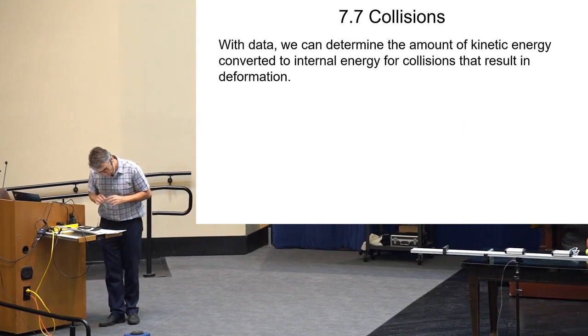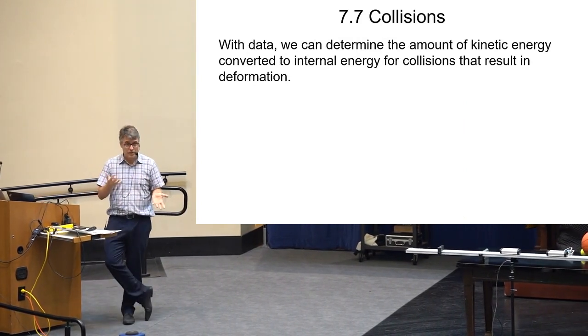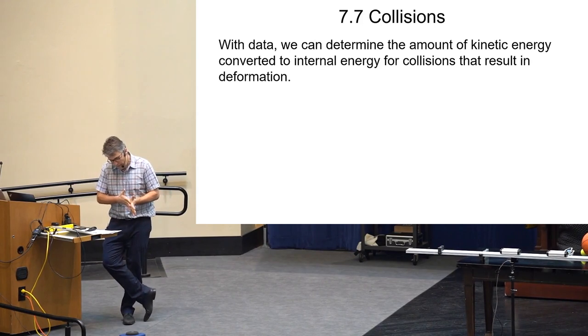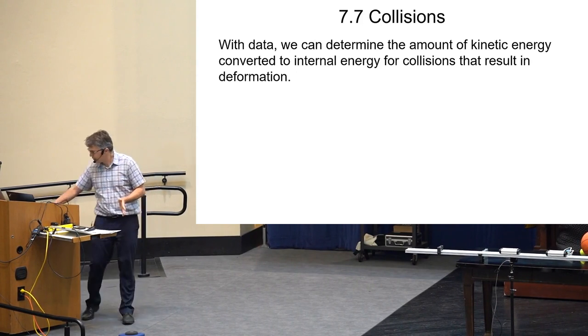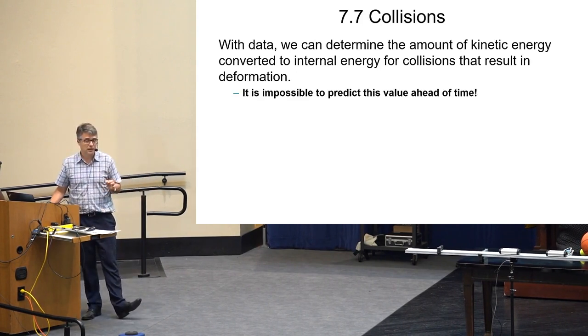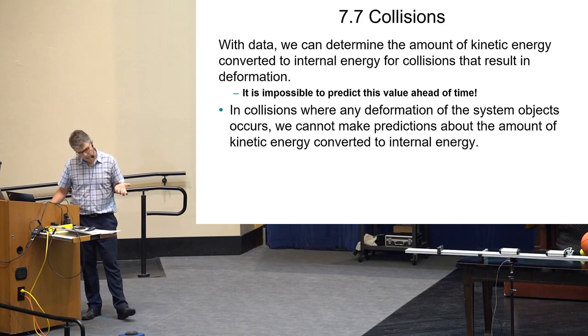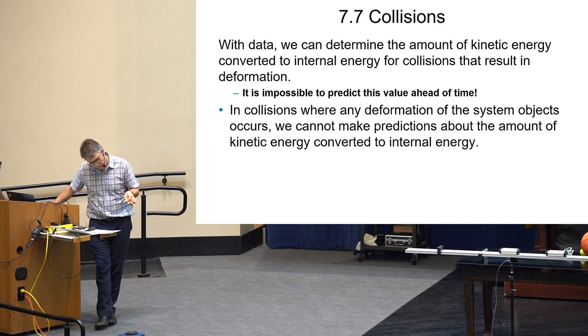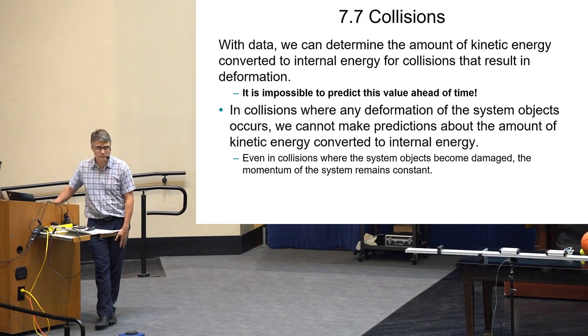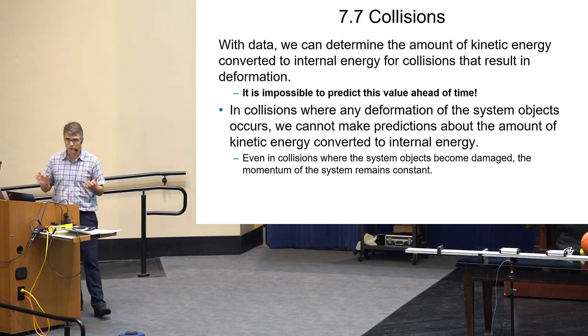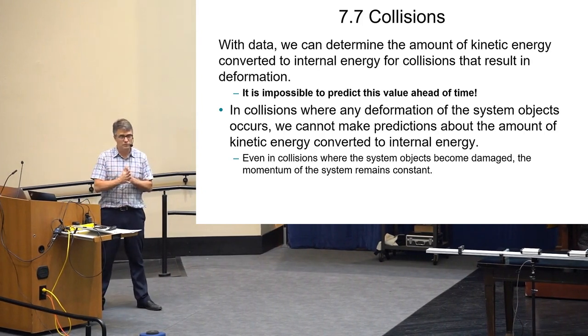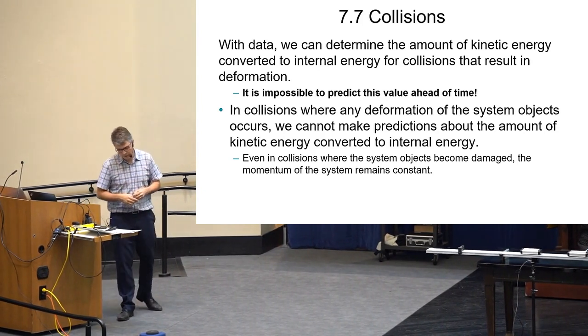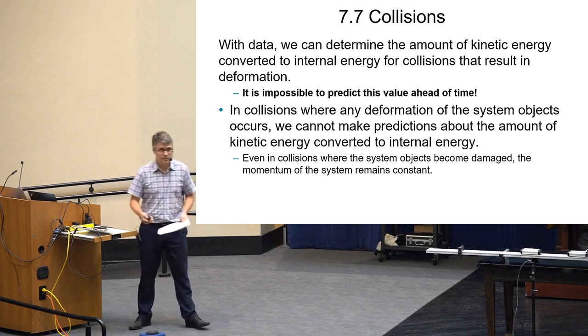And then, by actually measuring things, we can determine the amount of kinetic energy that's converted into internal energy. You can't tell ahead of time how much kinetic energy is going to be lost to internal energy. In collisions where there's a deformation of the system, you can't really predict it. You can just measure it, sort of like the coefficient of friction. There's a coefficient of restitution, where you look at how much energy is lost depending on the type of object. So what we do when we don't know how to do something is we classify it.